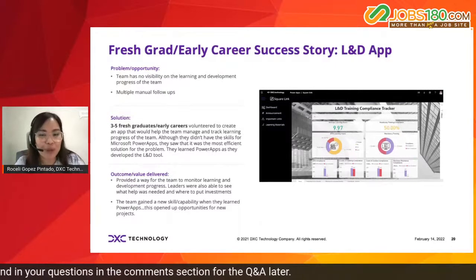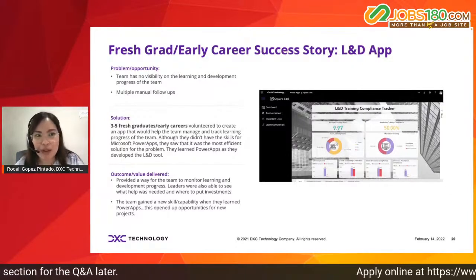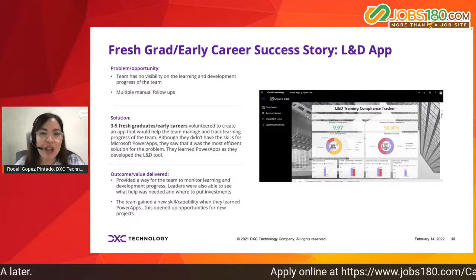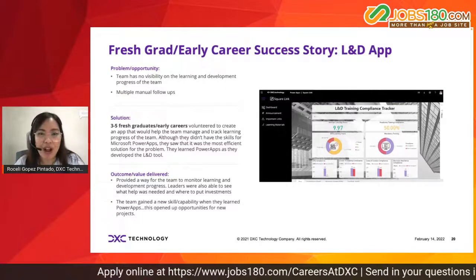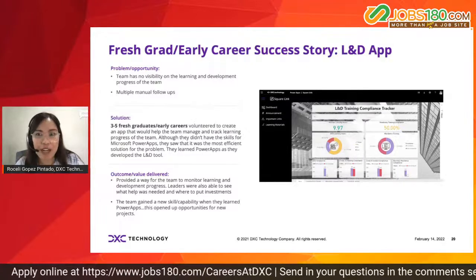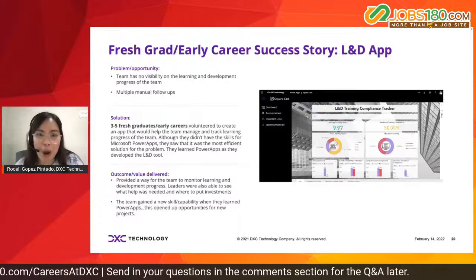The 5 people also started mentoring their teammates, right, to learn Power Apps. So more and more people in the team now know Power Apps, right? So there's a lot of opportunities. Again, as I mentioned earlier, a small step can really open up new doors for the team, for yourself, for the company, right?